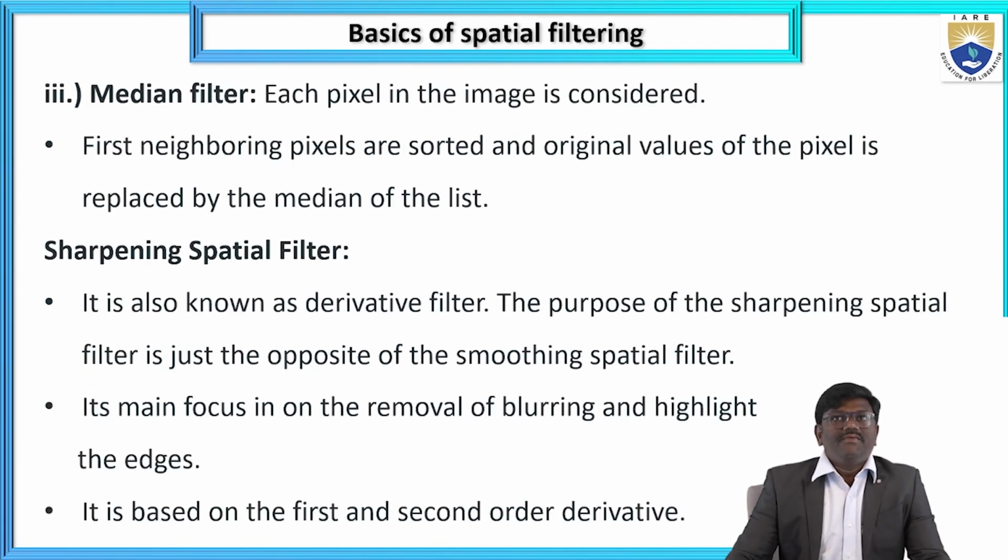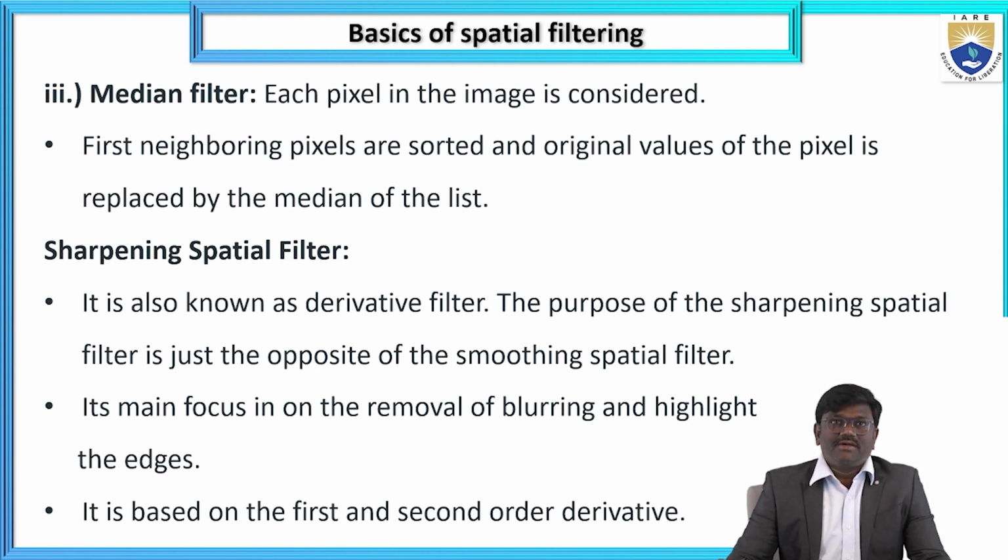Whereas the third one, which we missed, the types of filtering here are three: minimum, maximum, and median filter. In the median filter, each pixel in the image is considered. First, neighboring pixels are sorted, and the original value of the pixel is replaced by the median of the list.